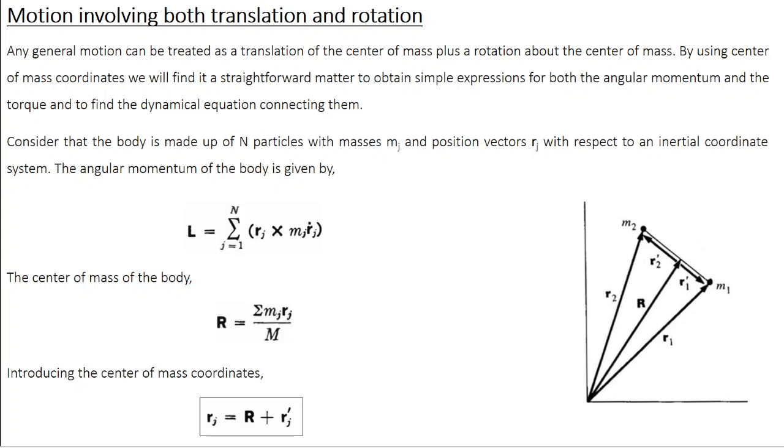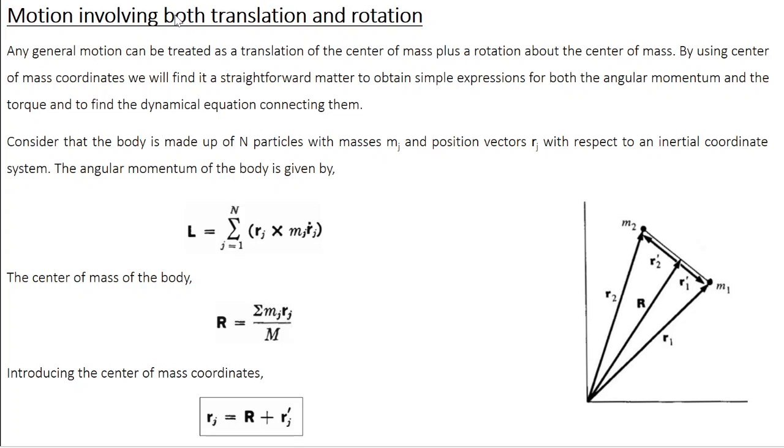Now we are going to introduce the center of mass coordinates, which we are already familiar with, and using them we will be able to derive simple expressions for angular momentum and torque. Center of mass coordinate means you choose a coordinate system in such a way that the origin coincides with the center of mass of the system, and all the position vectors are now defined with respect to the center of mass. So from now onwards, this is the coordinate system we are going to use.